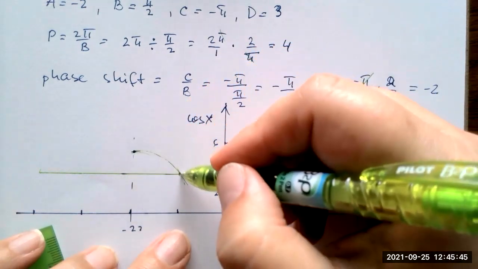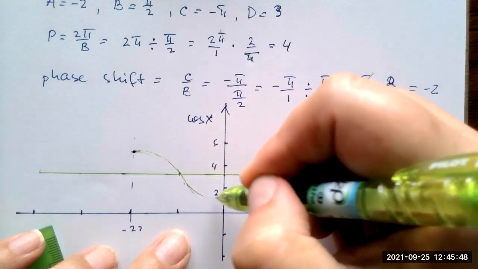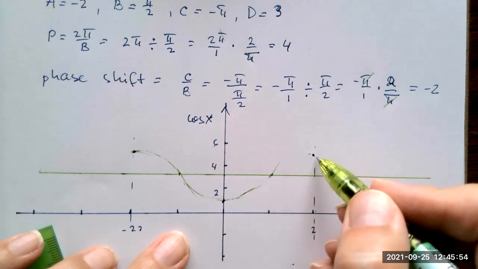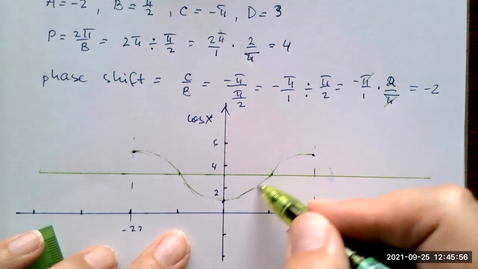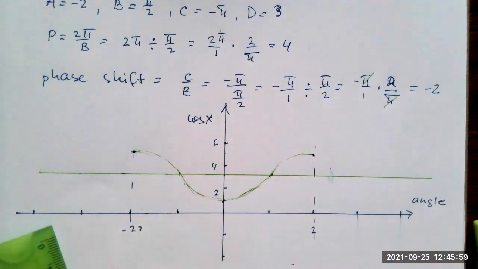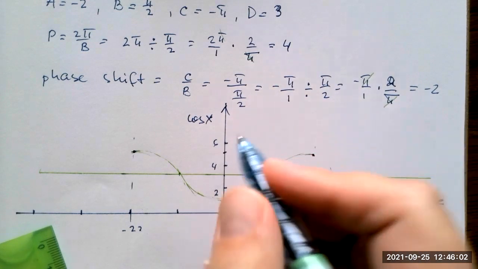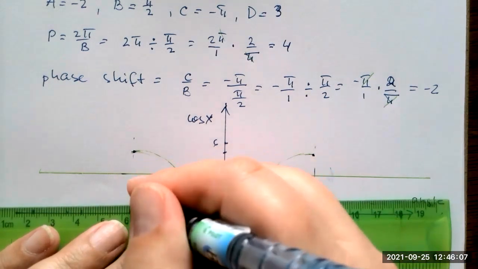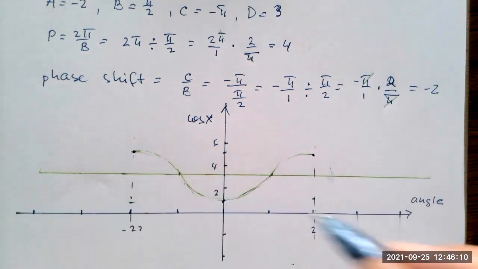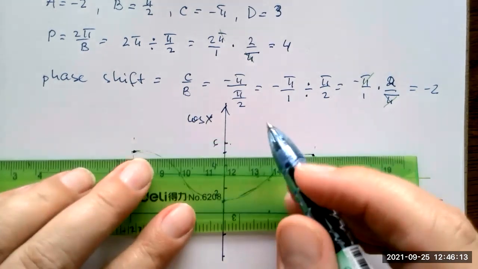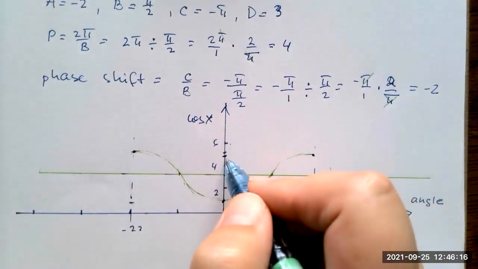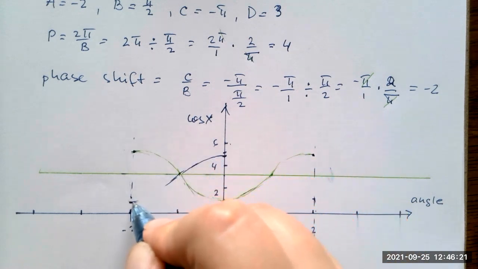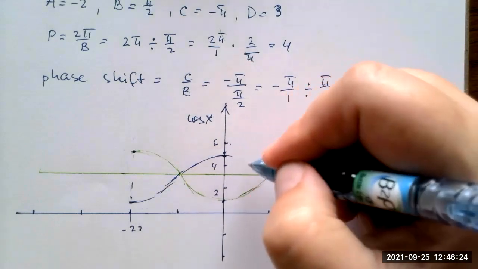But our graph actually has an amplitude of -2. What that means is that it's going to be flipped around. So the actual graph is going to go, 1 is right here, and 5 is here. So our graph is actually going to go this way.